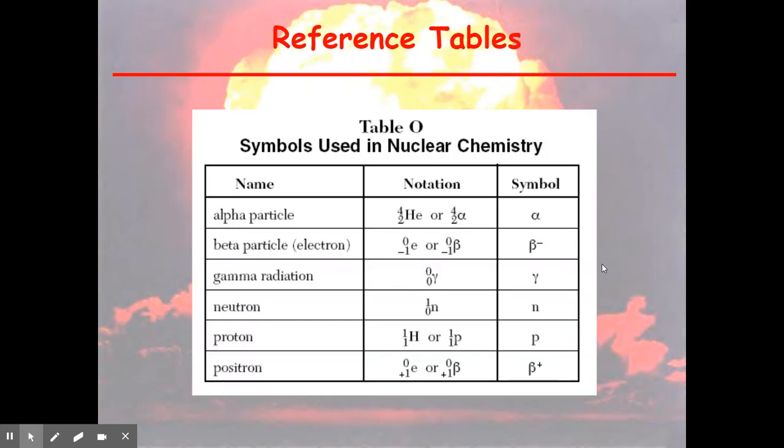So here, just a quick review. Make sure you have your Table O available to you. It's going to be very helpful for you. As you do these problems, you'll start to recognize what alphas, betas and gammas are, so you won't have to refer to them, but just have it open for you. It makes life easier. Okay.